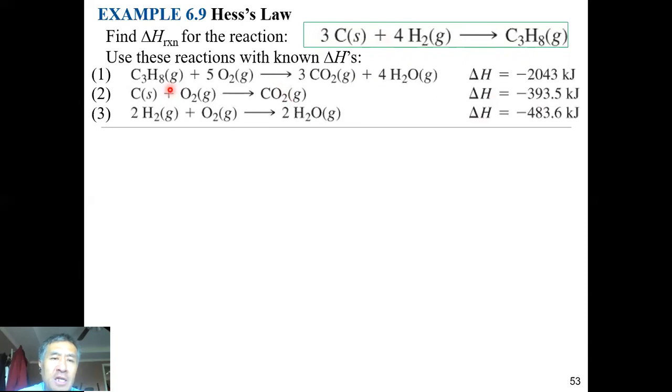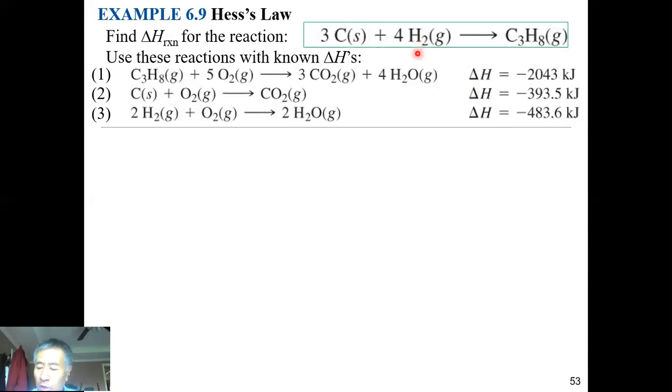So after that, you will get three possible equations, and you have to manipulate them. Sometimes you don't have to manipulate every one. Once you manipulate the equations and get new equations, and you think that those new equations added together can give you this reaction, then you can calculate your delta H for this reaction.